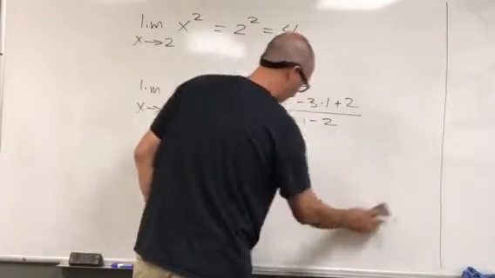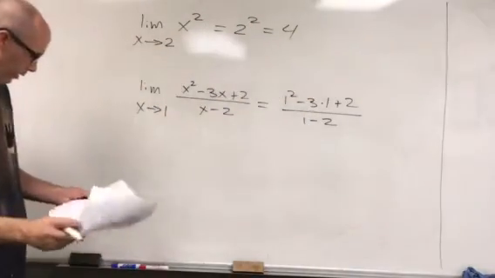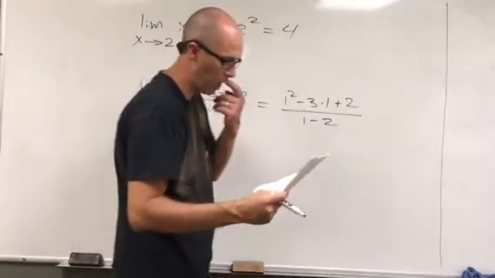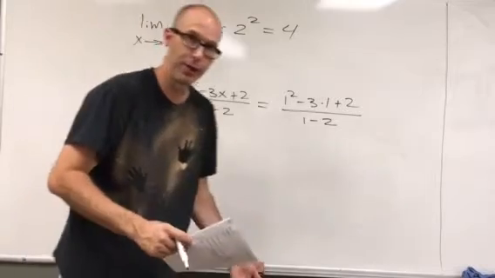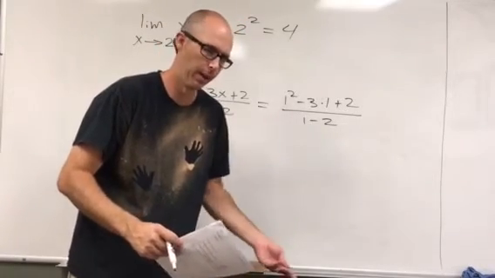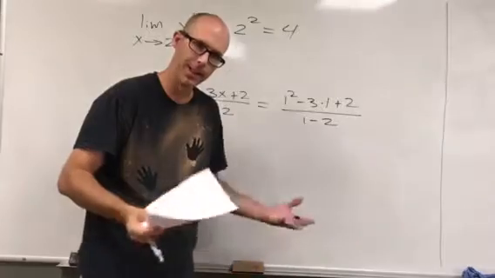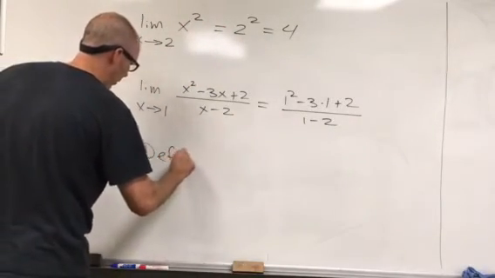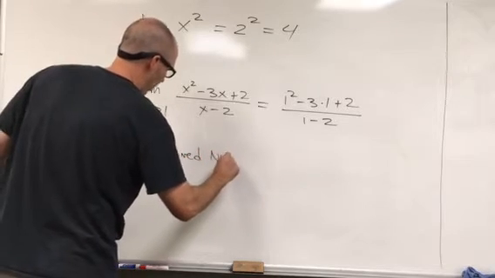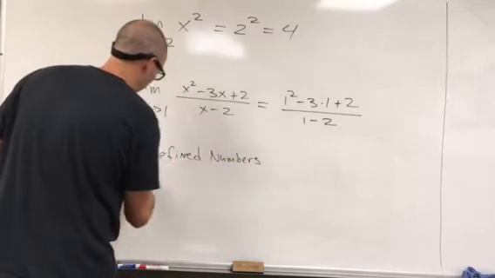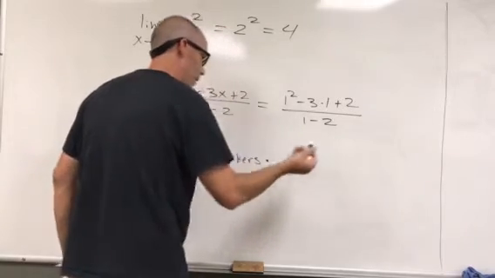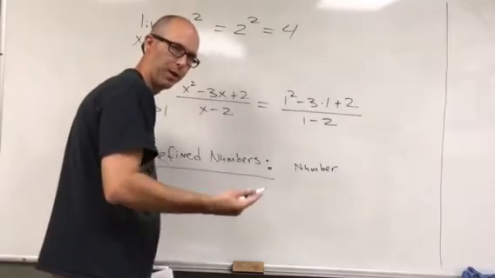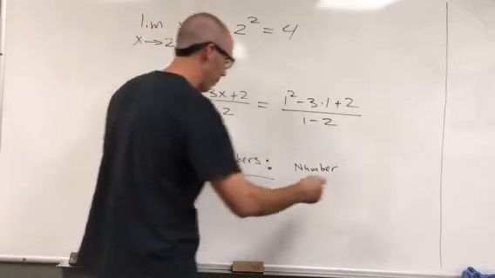All right, so that's the first technique on part 5, technique 1, plug A into F. If you get a defined number, then you're good, you're done, that's it. Okay, let me just talk about some defined numbers. If you get a number that you know, good. That's a number, it is defined.